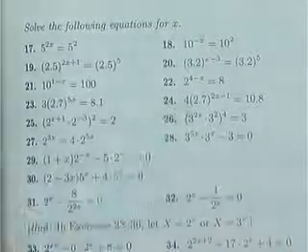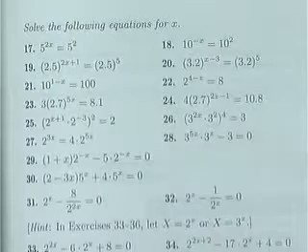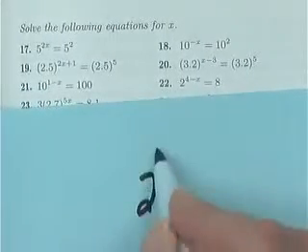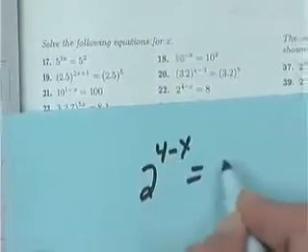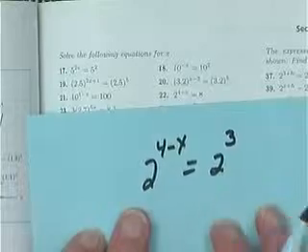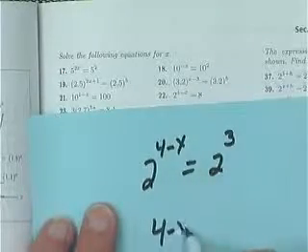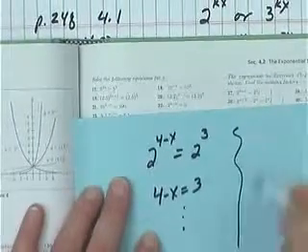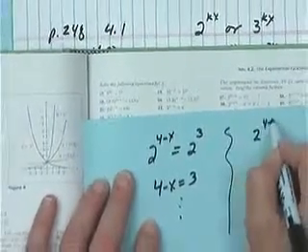Okay, there's two ways you can solve it. In this particular one, you can get the bases to be the same. So you could say 2 to the 4 minus x equals 2 cubed. And when you have an equation and the bases are the same, you know the exponents must be equal. All right, what's another way you could solve this one?